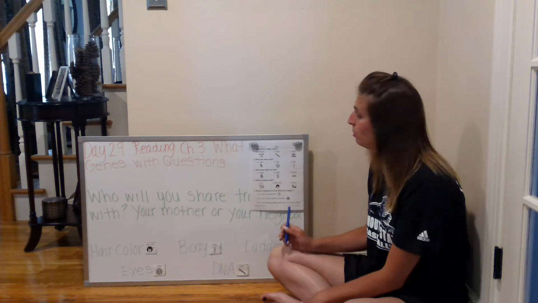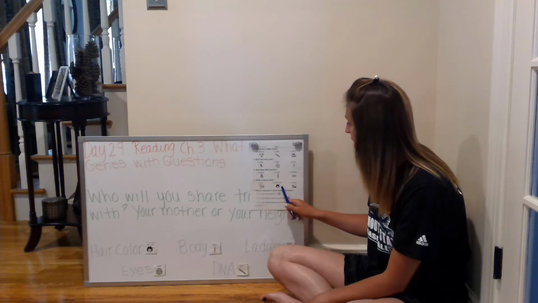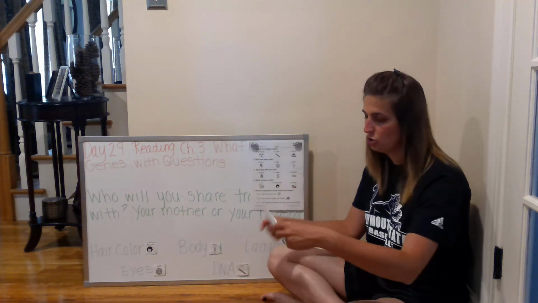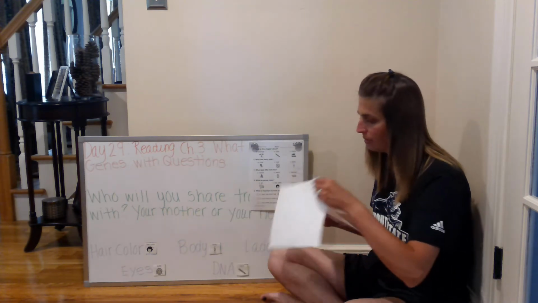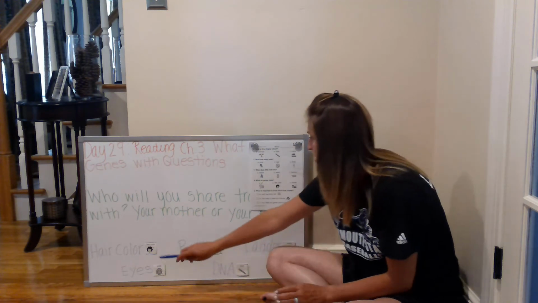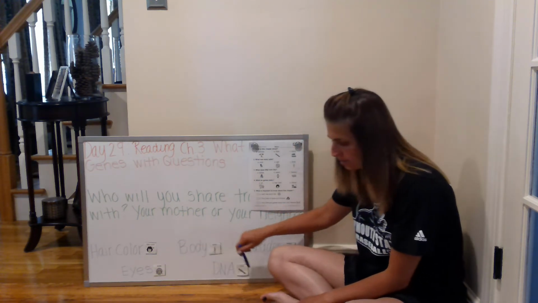Question number 4 on the multiple choice. What do genes make? Art, hair color, or dinner? Remember, circling your answer for the multiple choice. Question number 4 on the fill-in. Genes make your blank. Hair color, body, ladder, eyes, or DNA?